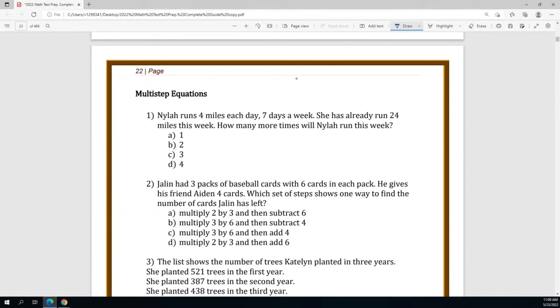Now, let's read this first math problem. It says, Nyla runs 4 miles each day, 7 days a week. She has already run 24 miles this week. How many more miles will Nyla run this week? Now, let's go ahead and take out our data. Look, the first number, 4. 4 is how many miles she runs each day. The next number is 7. She runs 7 days each week.